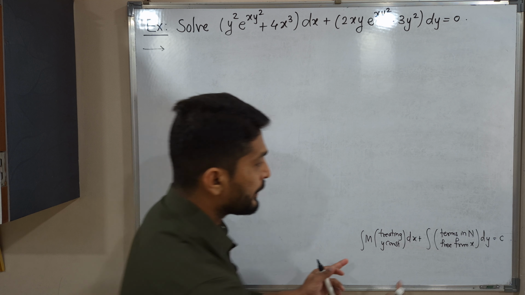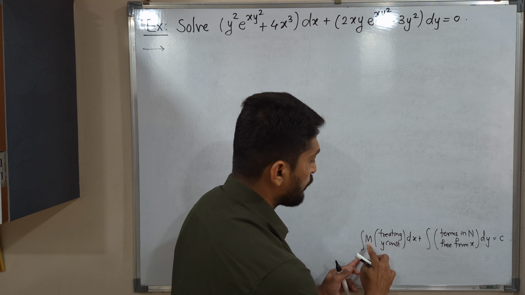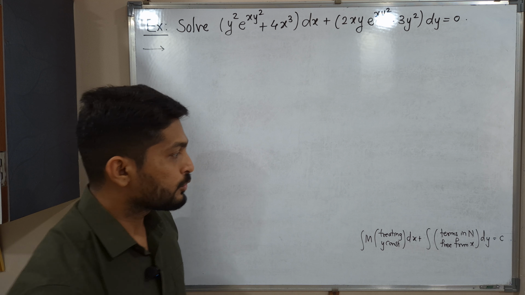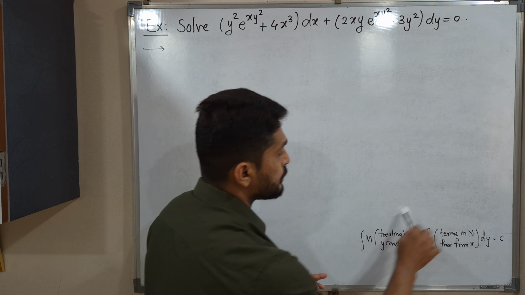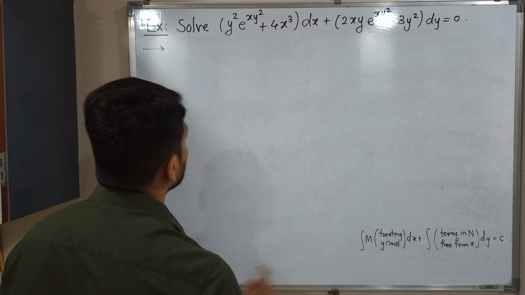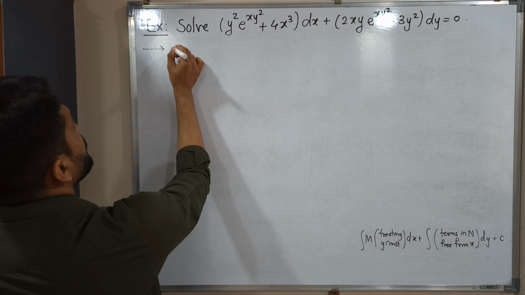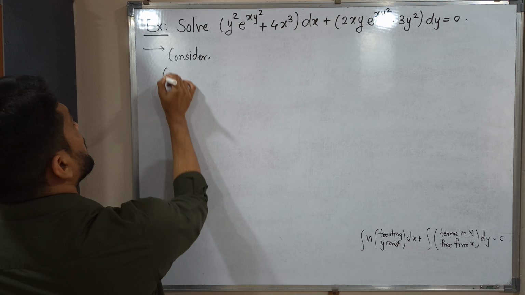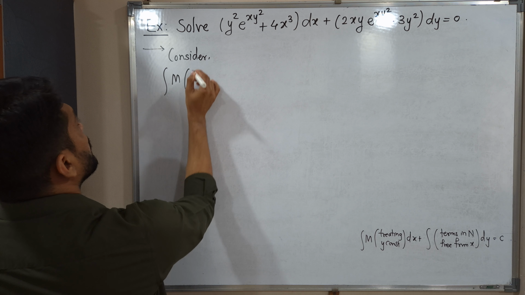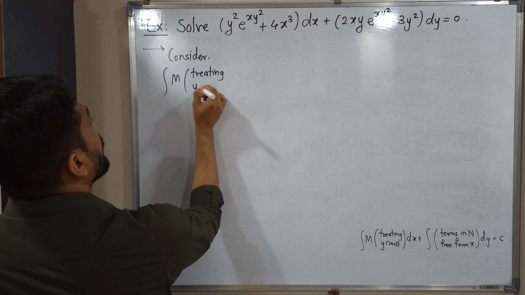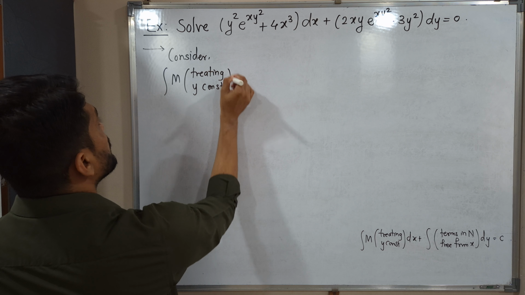So actually there are two integrals, the first integral involving M, the second integration involving N. So what will I do? I will solve these two integrations separately. We will add them and we will get the answer. Okay, so what is the first integration? Let me write here. Consider integration of M, treating y constant, with respect to x.